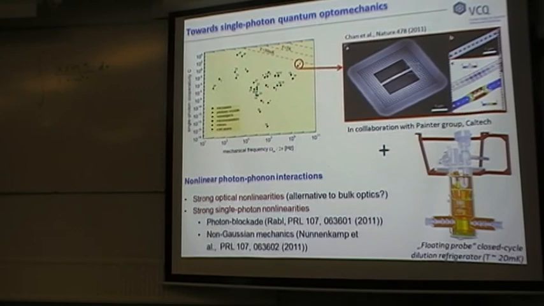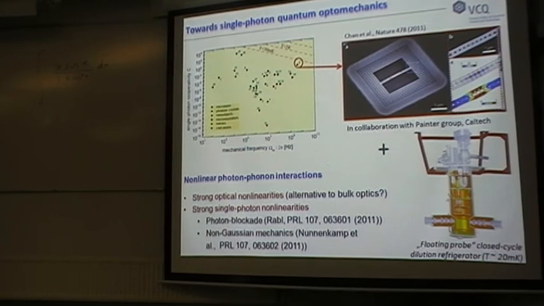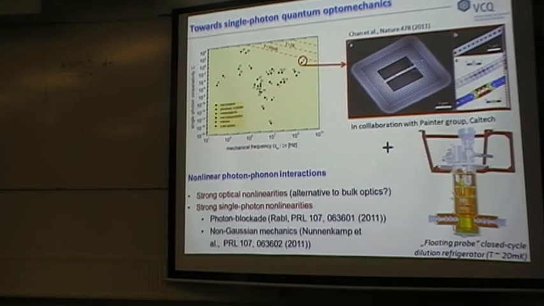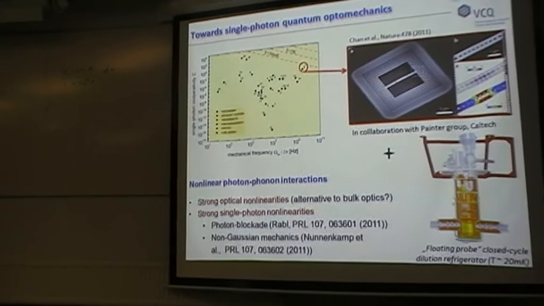And we are right now preparing an experiment where we put this system into a dilution refrigerator. So the mechanical modes are somewhere in the few gigahertz regime. If you put that in a dilution fridge at 20 millikelvin, the mechanics is already fully frozen out. And then you can exploit, with only a few photon driving, the regime of strong optical nonlinearity.